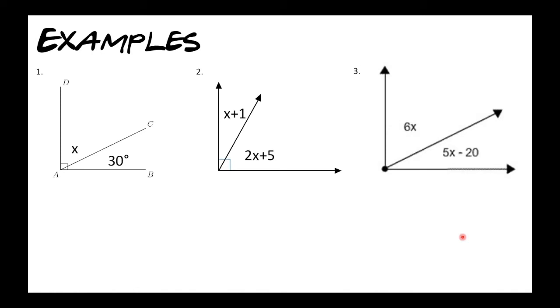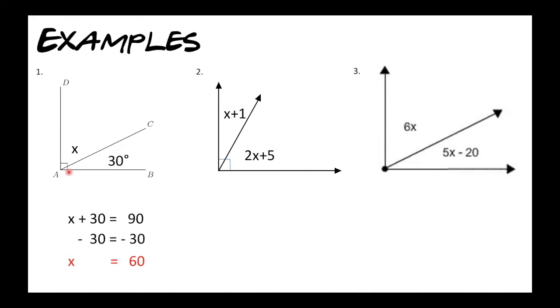Let's try some examples where we calculate either the value of a missing angle or the value of an unknown variable by using this property. Let's look at the first example. We can see that the two angles add up to 90 degrees, so we can set up an equation where x plus 30 equals 90. If we solve for the variable, we get that x equals 60.